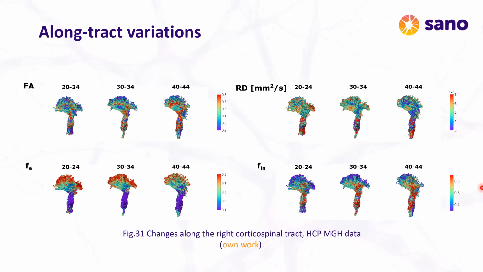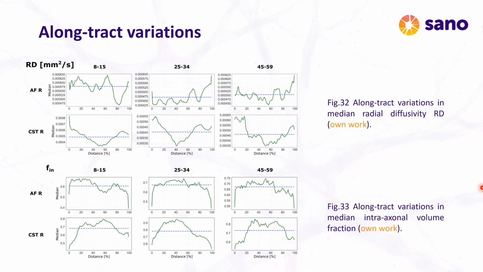And in the case of the corticospinal tract, fractional anisotropy, radial diffusivity, and intra-axonal volume fraction of the SMT model show higher values in the middle part of the bundle and lowest at the ends of the white matter tract. And extra-neurite volume fraction of the NODDI model shows high values in the upper part of the bundle, while in the lower parts, values are the lowest. And the dependencies visible in the qualitative analysis are confirmed by the quantitative analysis.